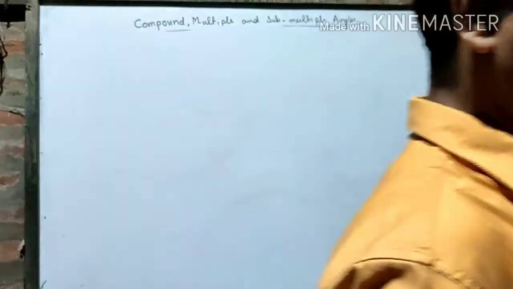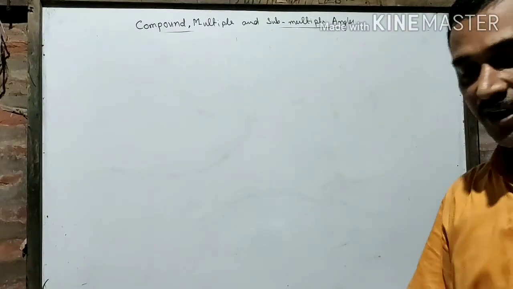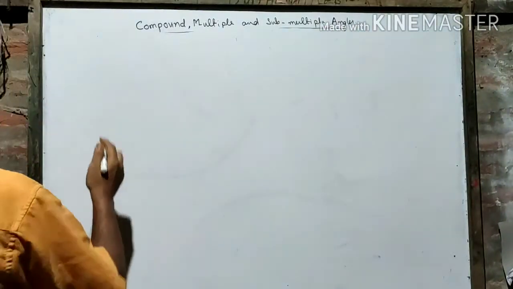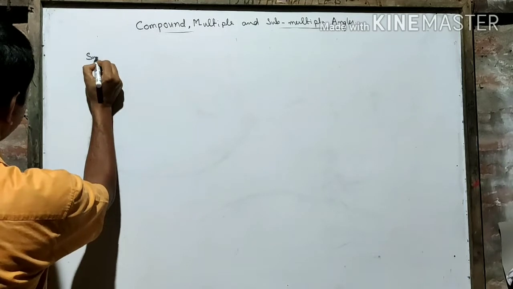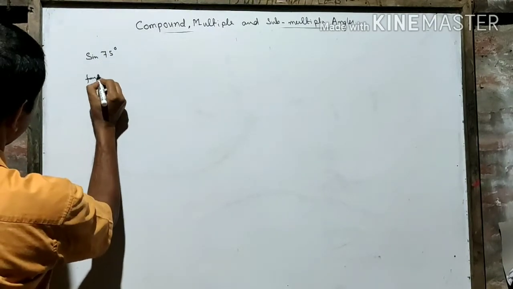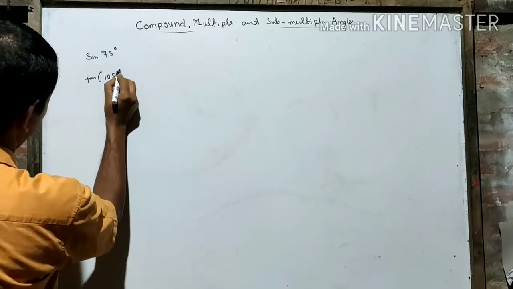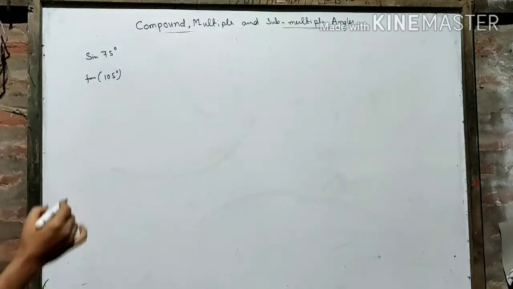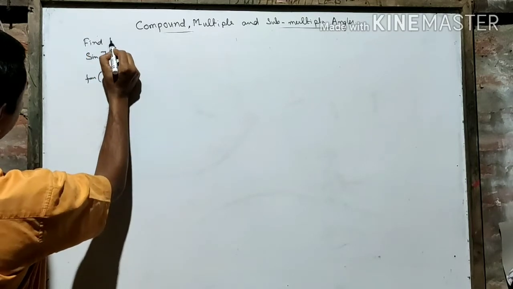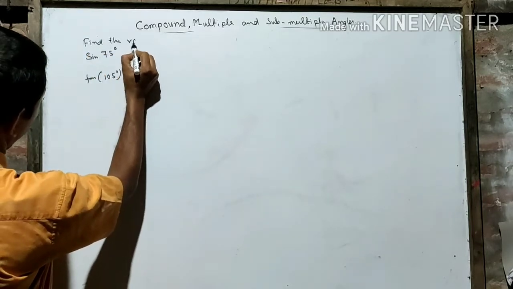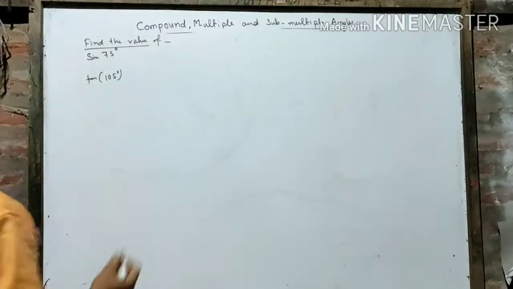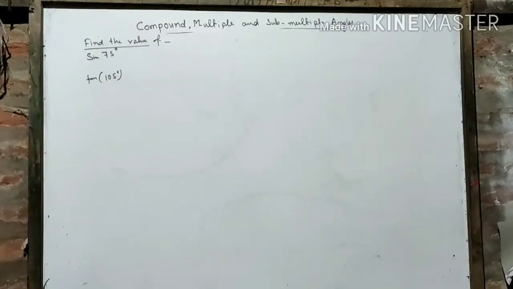Okay. Now let us do some exercises. Try to solve some problems. Suppose we are asked to find sine 75 degree, tan 105 degree, like that. So you are asked to find the value of sine 75 degree, tan 105 degree.